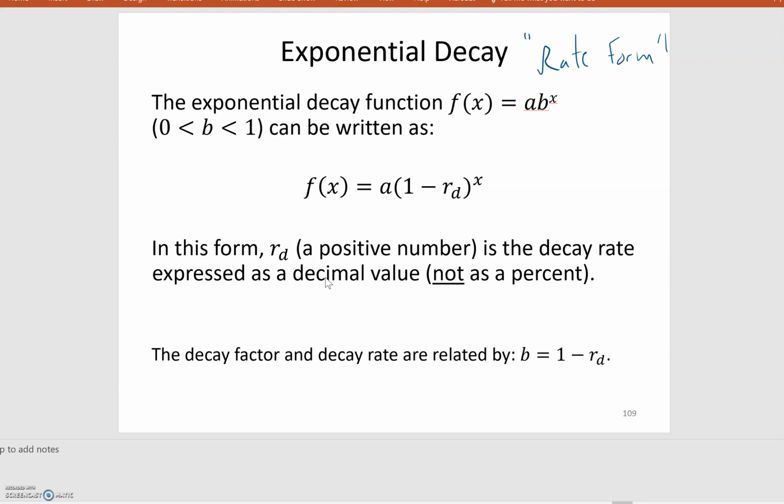But there's two things I want to really pay attention to here. One is that this is a minus sign here. So notice that minus sign, but notice also that this r sub d is a positive number. Okay.